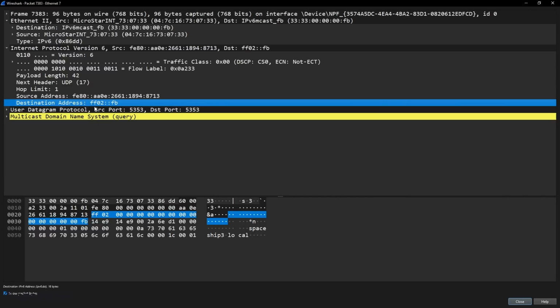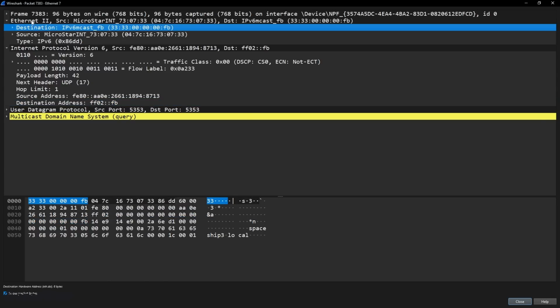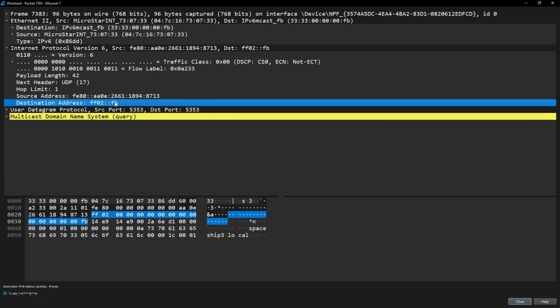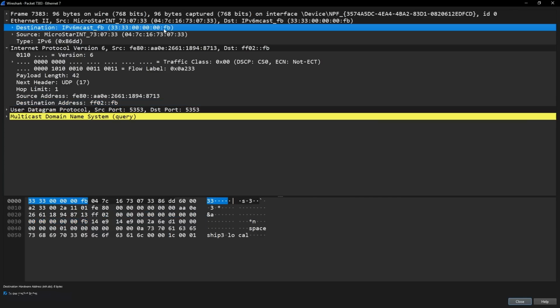So anyway, our address here starts with FF02, then it has a bunch of zeros, and then it ends with FB. So we come up here to the Ethernet frame, we start with 3333, which, because this is an odd number that is multicast, and then we end with 0000FB. So we just took the end of our destination address and stuck it in the MAC address.